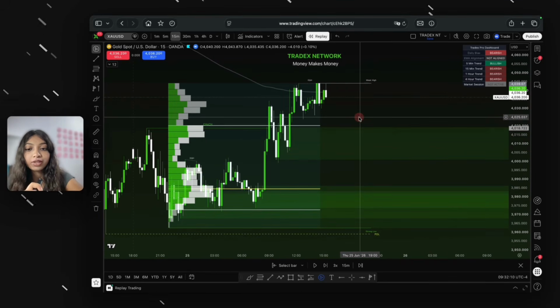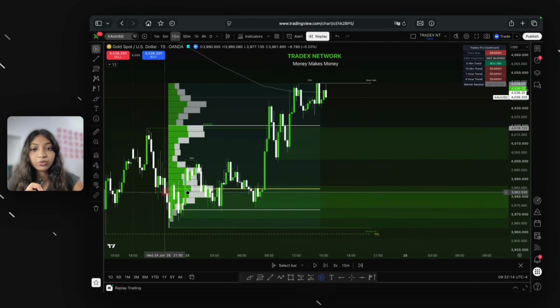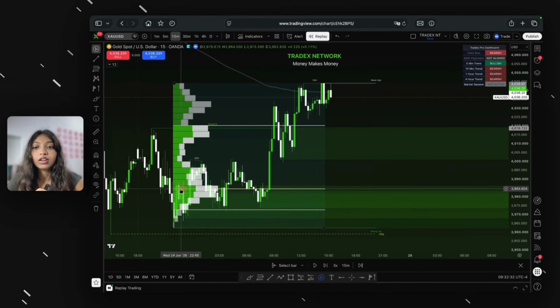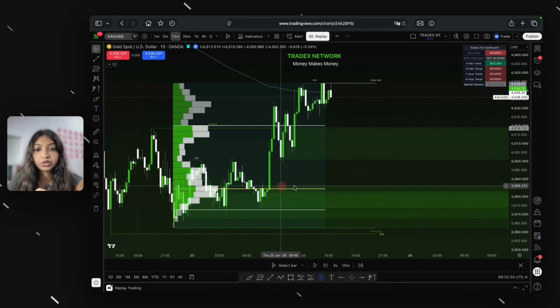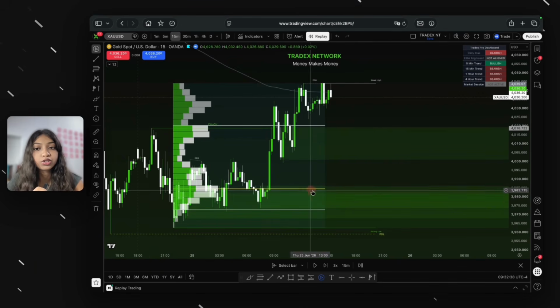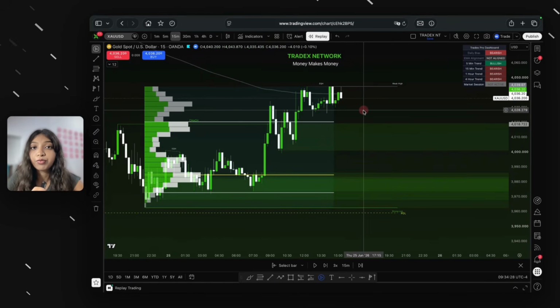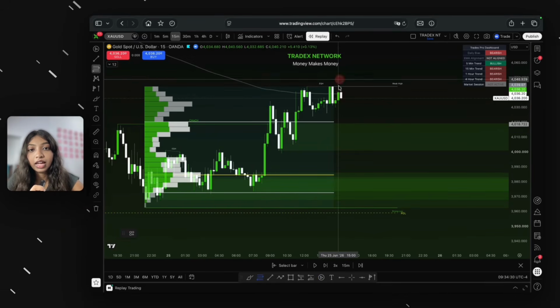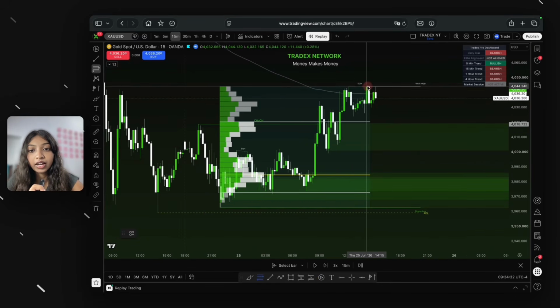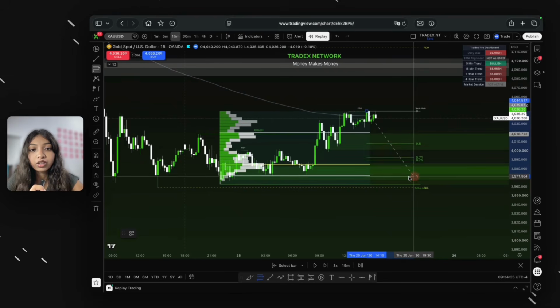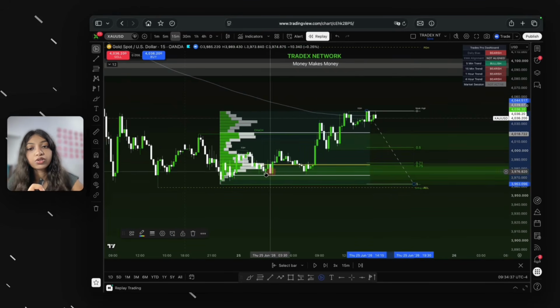Now once I have a bias, I start building my confluence stack. Once we grab this volume profile, this yellow line is the point of control, right? I'm looking for entries at this level, and this is where big players and institutional players have their orders stacked up. Okay, now I take it a step further. I grab my fib tool and I draw it from the swing high all the way to the swing low right here, the strong low, which is also a swing low.